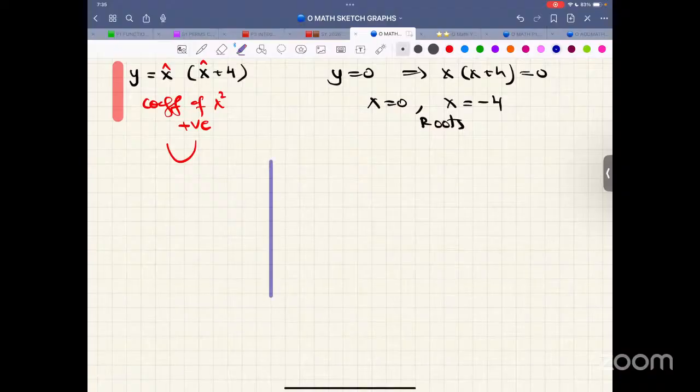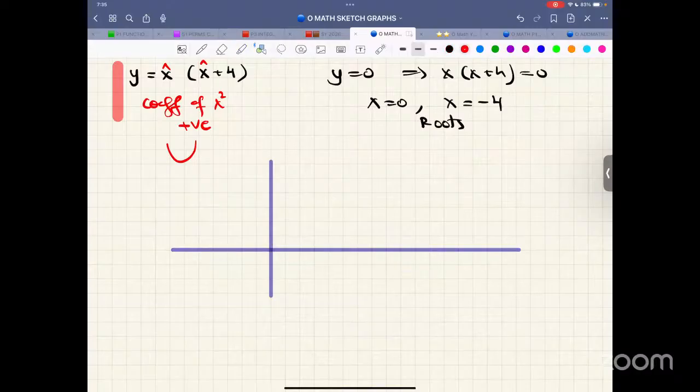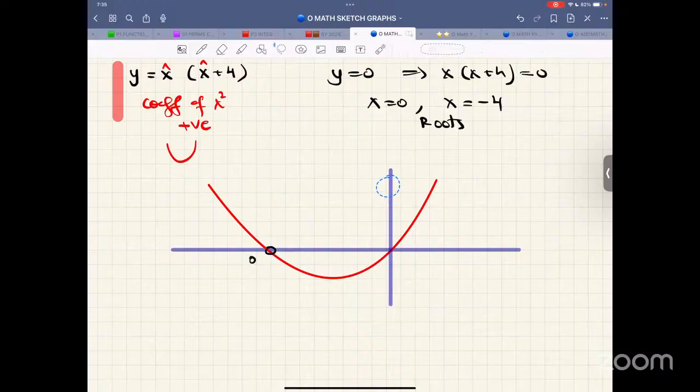So all you do is draw a sketch. That is a simple x-axis, a simple y-axis, and draw the curve in such a manner that it passes through 2 points. Those 2 points are 0 and negative 4. That's how the sketch is drawn. This is y, this is x.